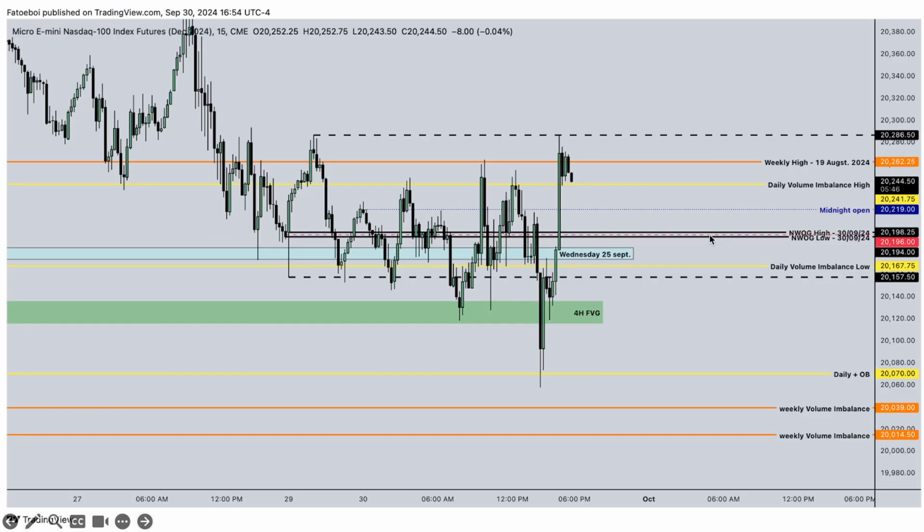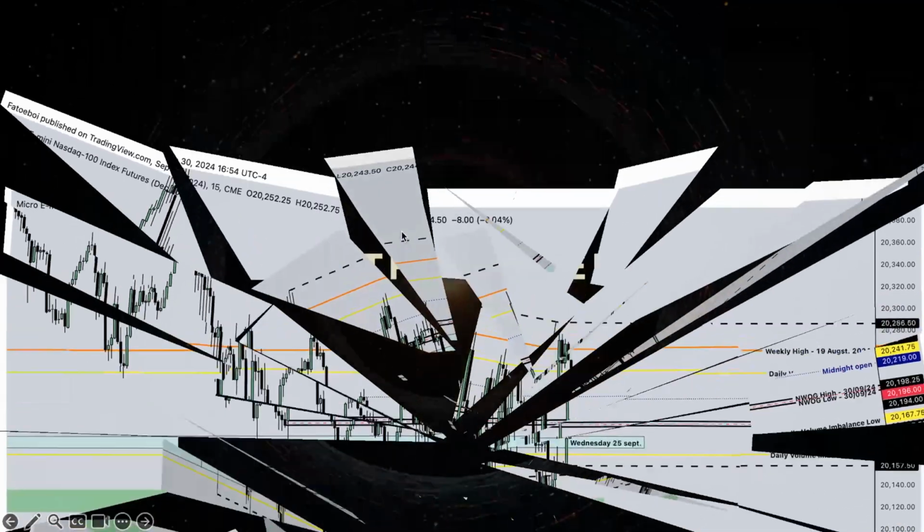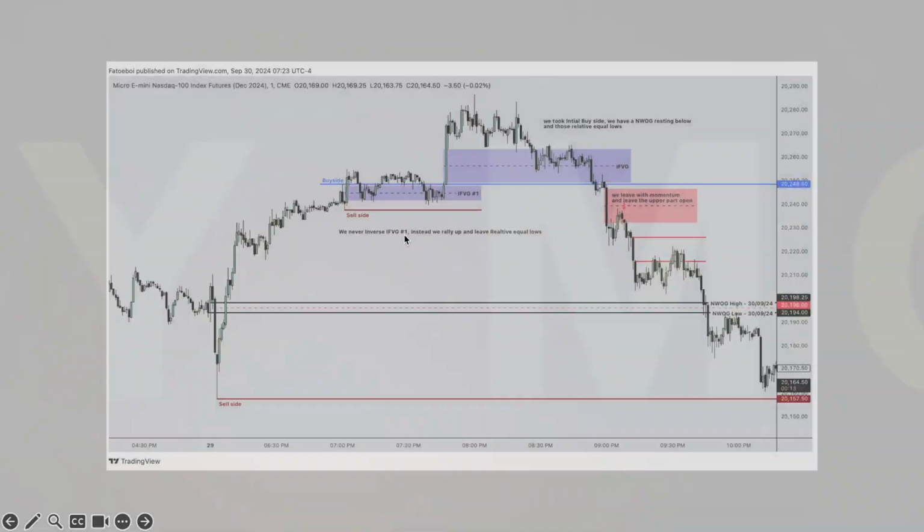Then we have the new week opening gap. We have the low of that, the high of that, which is being used in here and continuously being engaged in here. Previous day fair value, first percentage fair value gap, and today's first percentage fair value gap is somewhere in here somewhere, this one. So then we have the entry model.